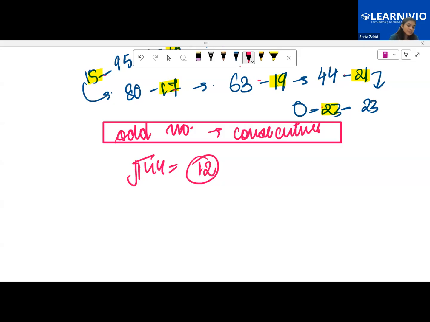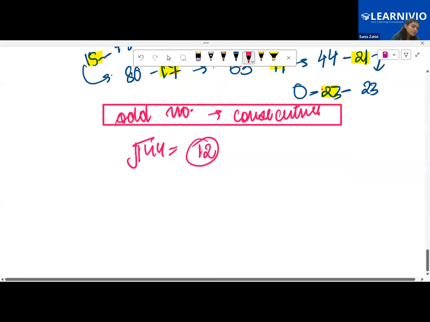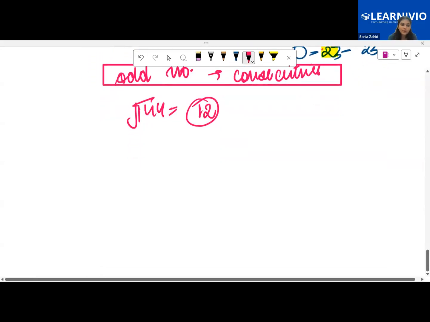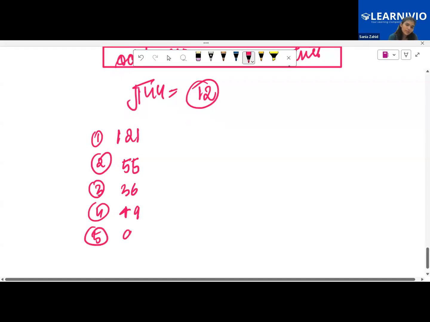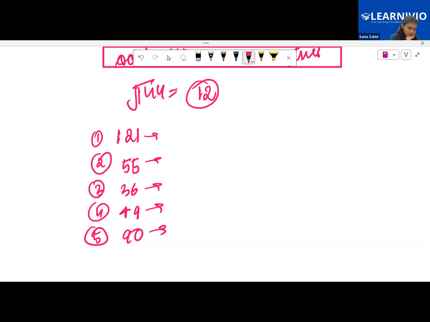Now you don't have to find the square root, you have to tell me which of the following numbers is a perfect square. Okay, you have 121, then you have 55, then you have 36, 49, 90. You have to tell me which of the following is a perfect square, by repeated subtraction. Now we have to do it. Yes.